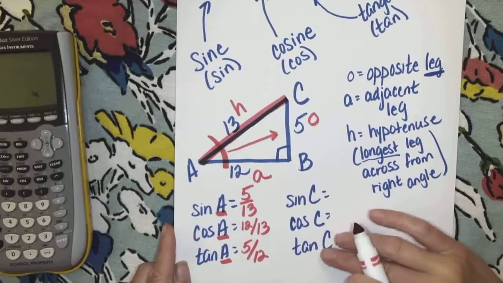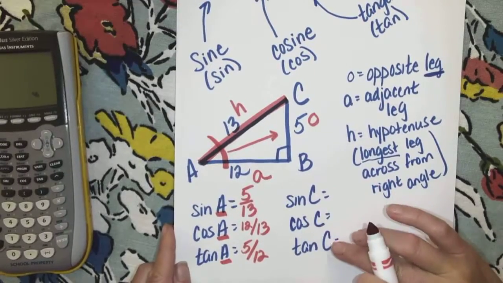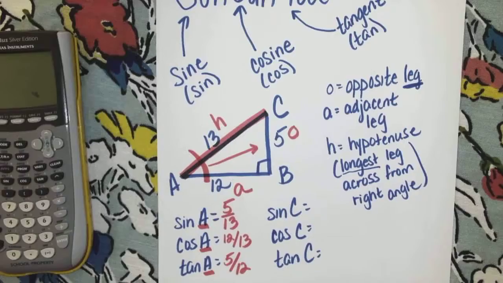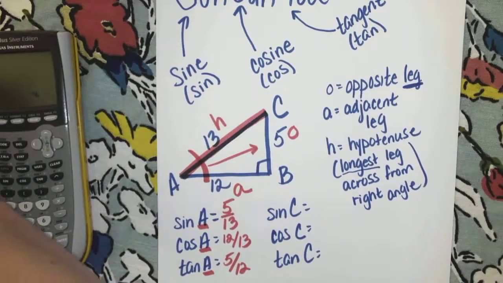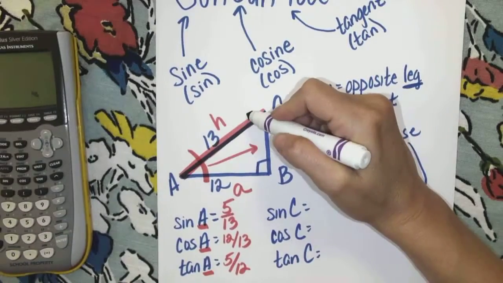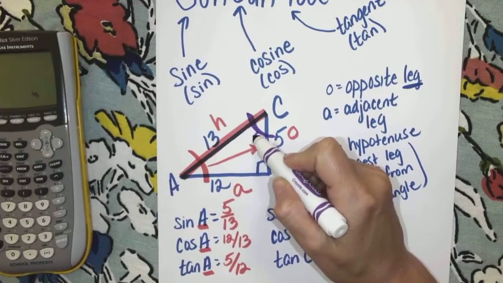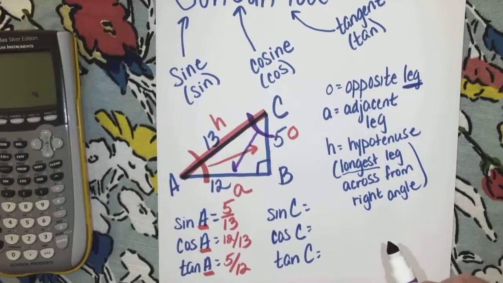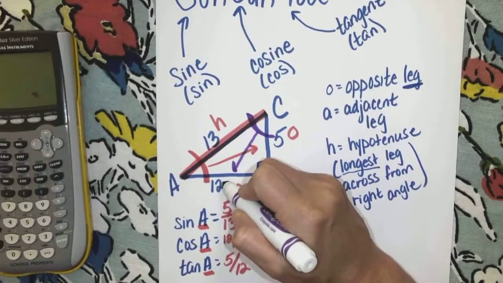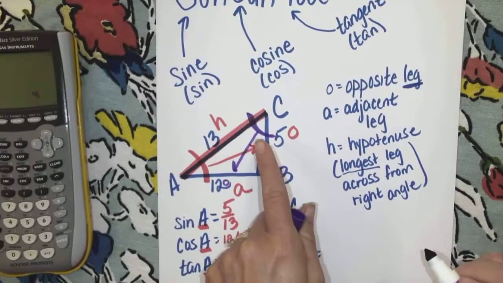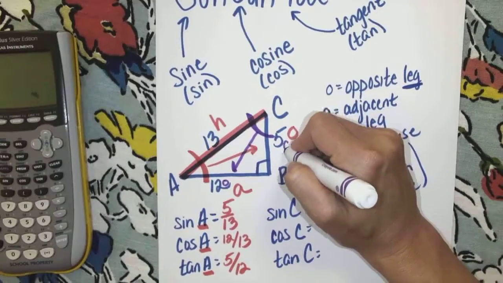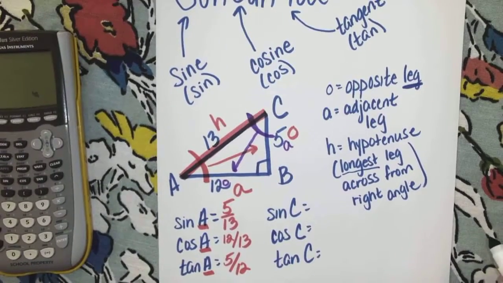However, I get different answers if I wanted the sine, cosine, or tangent for angle C. So this is why it's important to mark the angle. If I mark angle C, I'll do that in purple. What changes is this is the side across from it, so I'll put an O on that this time. And now this time, the 5 is the adjacent, but the hypotenuse always stays the hypotenuse.